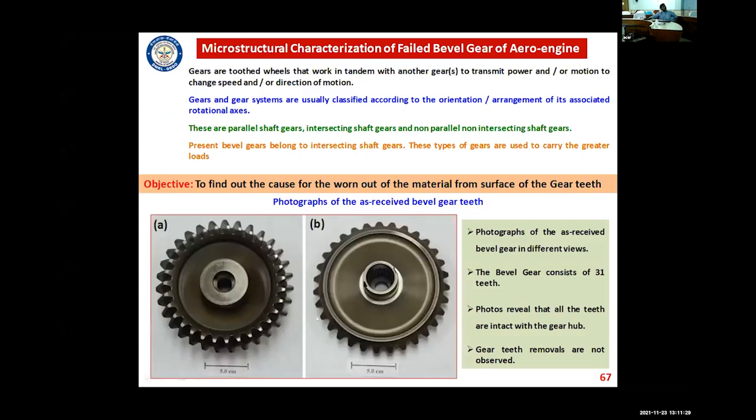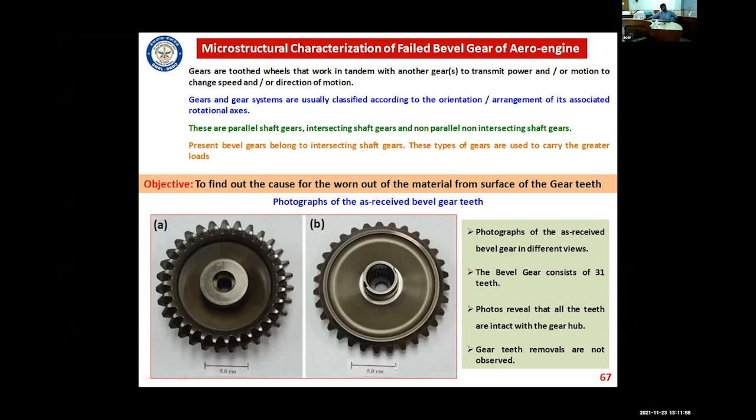Yes, so basically these gears have teeth that work in tandem with another gear to transmit power or motion, to change speed or the direction of motion. Gear systems are usually classified according to the orientation and arrangement of their associated rotational axes. These are parallel shaft gears, intersecting shaft gears, and non-parallel non-intersecting shaft gears. The bevel gear I'm talking about belongs to the intersecting shaft gears. These types of gears are used to carry greater loads.